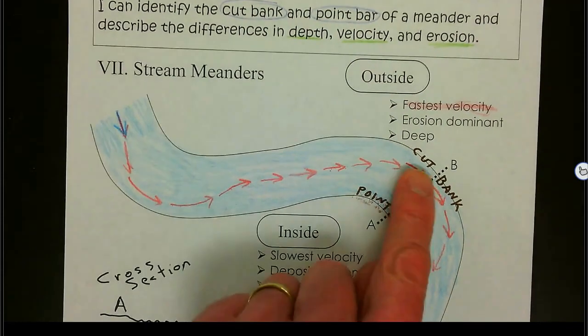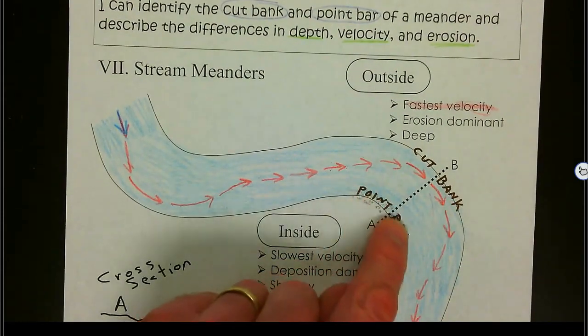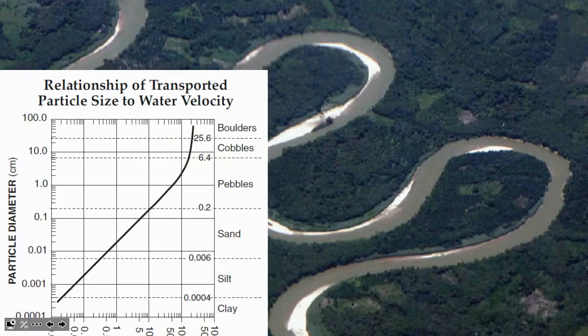The cut bank is where we have the fastest water, so there's erosion. The point bar is where the water is moving slow, so we have deposition there. We can see in this picture, wherever the inside of the meander is, we see deposition. Here's the inside of this meander. You can see all of that sand and silt that's deposited on the inside.